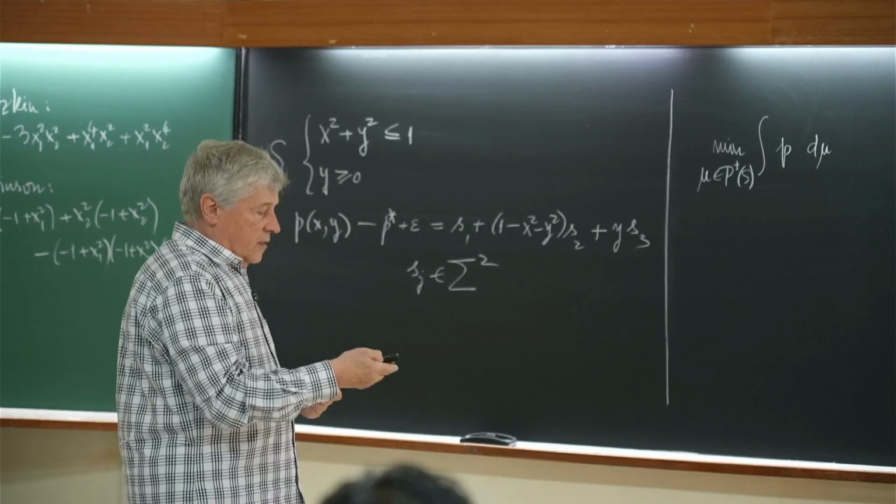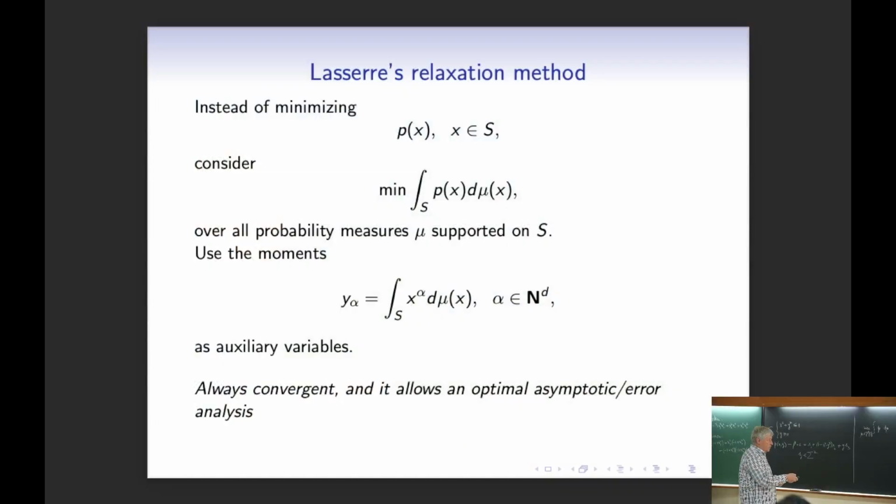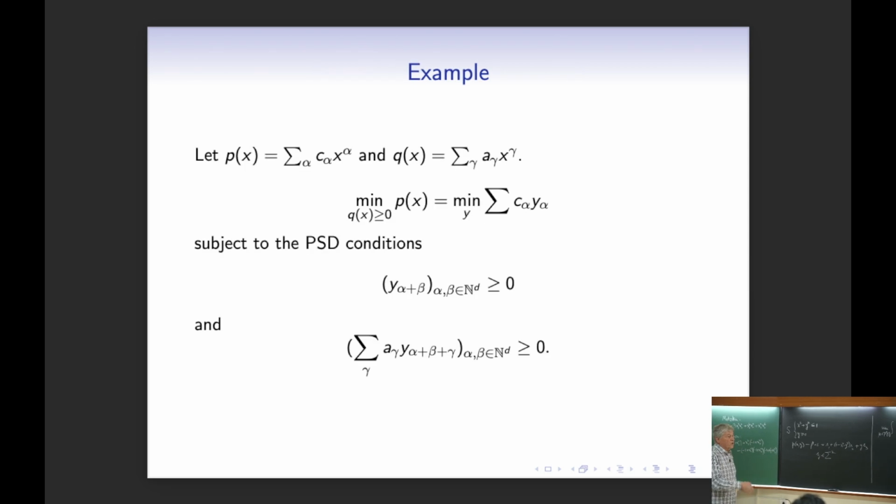And the method is always convergent and gives, for a small degree and not very complicated sets, and a small number of variables, that means in the order of 100, I think it goes now to 400, 500, it goes quite well. It converges. This is called the Lasserre relaxation.